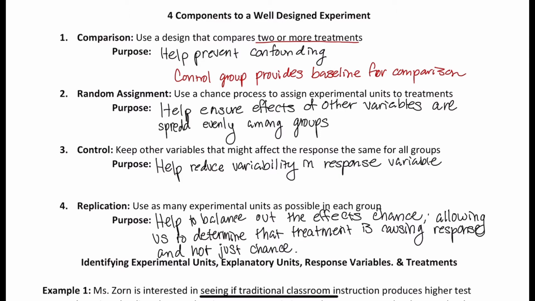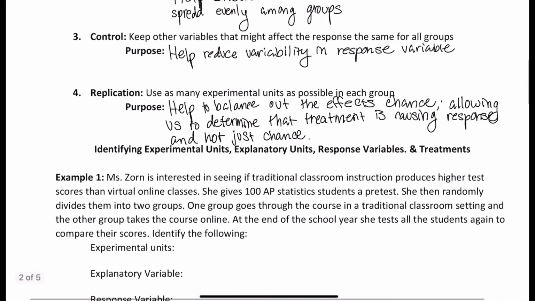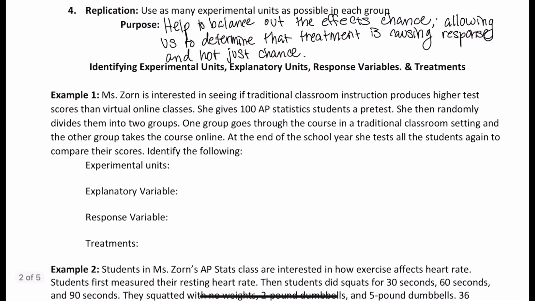Now let's look at a couple of examples. So example 1, I'm interested in seeing if a traditional classroom produces higher test scores than online instruction. So we've seen this example before. I give 100 AP Stats students a pretest, and then I randomly divide them into 2 groups. One group goes through the course in a traditional classroom setting, and the other takes the course online, ironically enough. And at the end of the school year, I'm going to test all the students again and compare their scores.